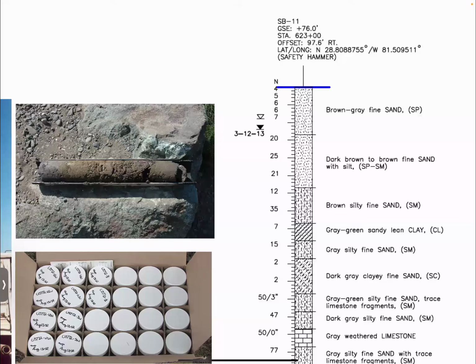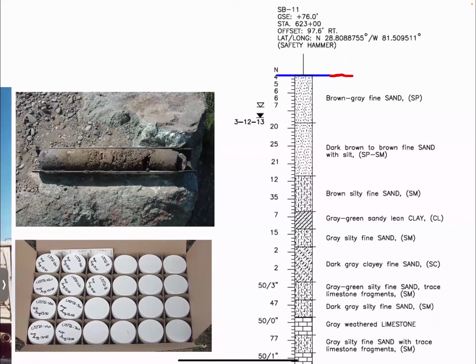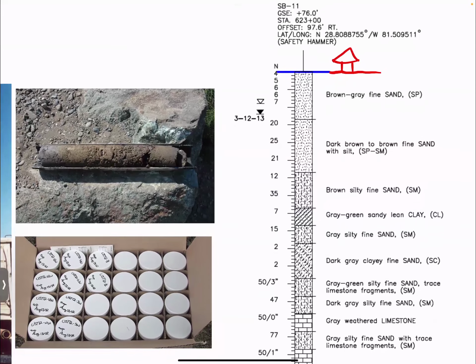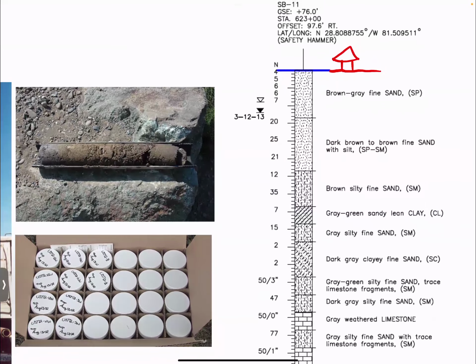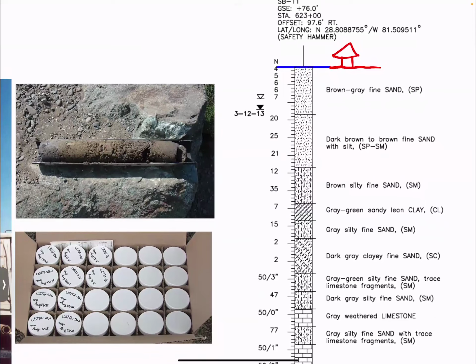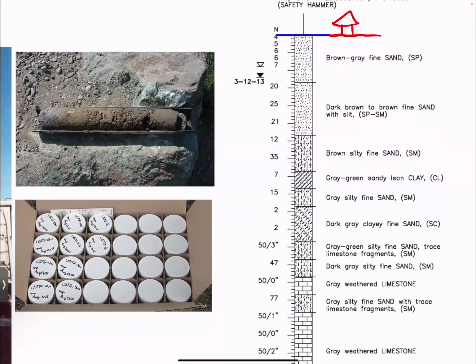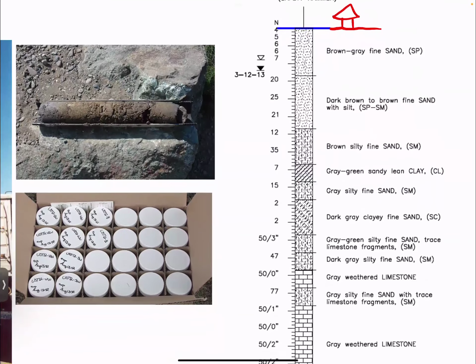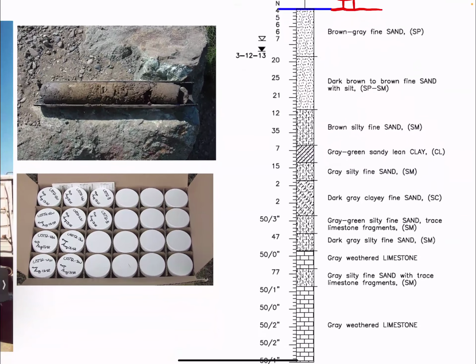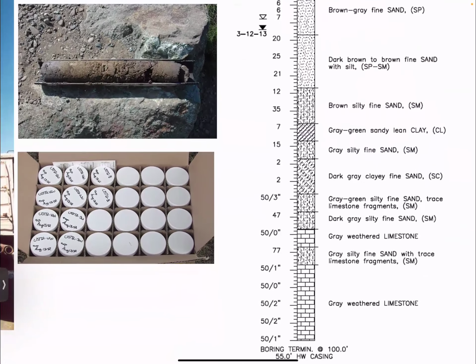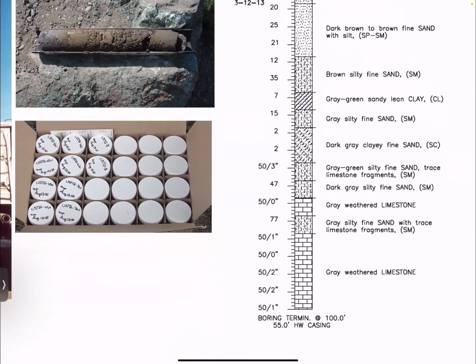This is the depth. So this is the ground surface here. And then we have this with depth, and each one of those little tick marks is 1 foot. So you can see how the N value changes with depth. So we have pretty dense stuff, 20, 25, 35, and then some loose stuff.